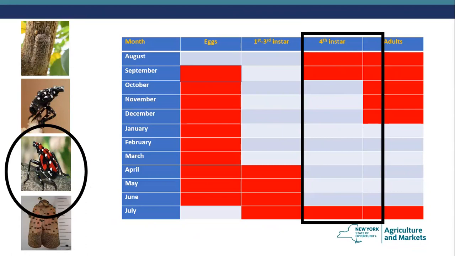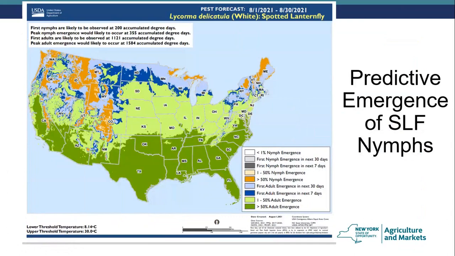The emergence prediction map that we have currently reflects that as well. If you look at the lime green color there, that light green color, 50% of adult emergence is just the southern end of the state here, going up into the Hudson Valley for this month. So by the end of this month, we'll probably see more and more adults up into the Hudson Valley. But at that point, we would be about 50%.